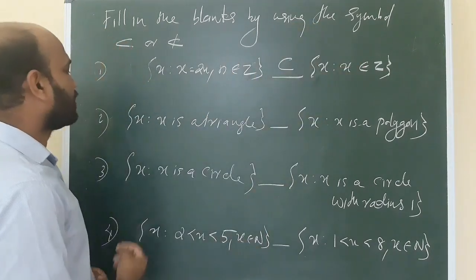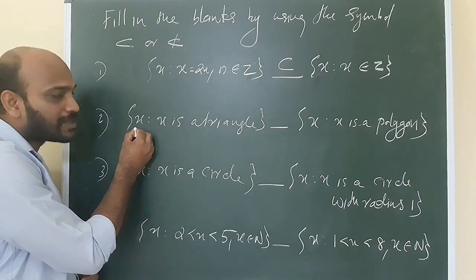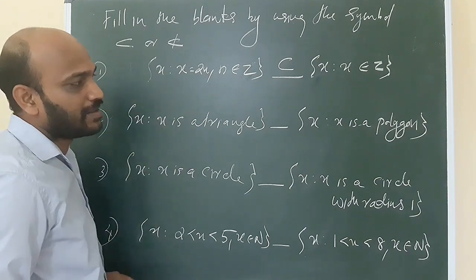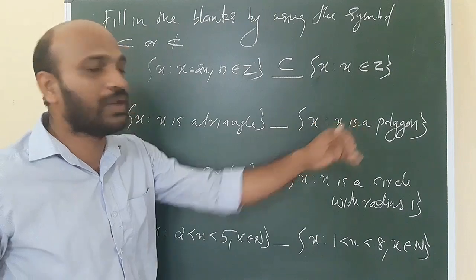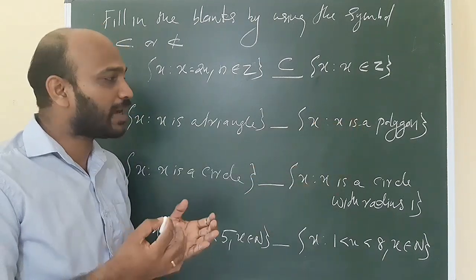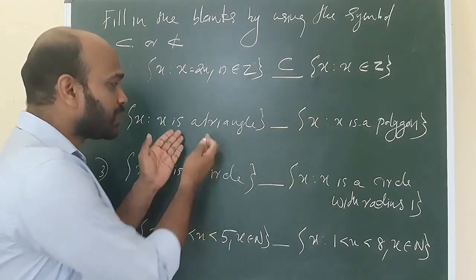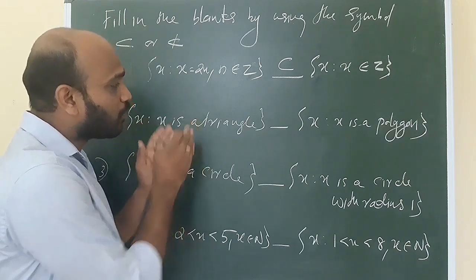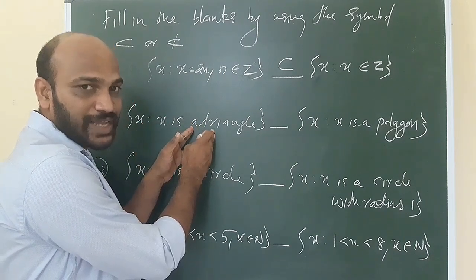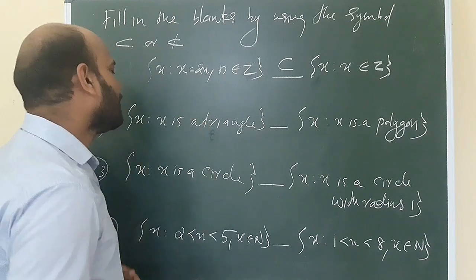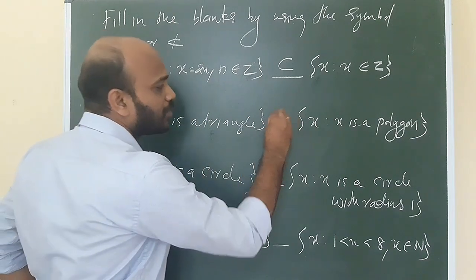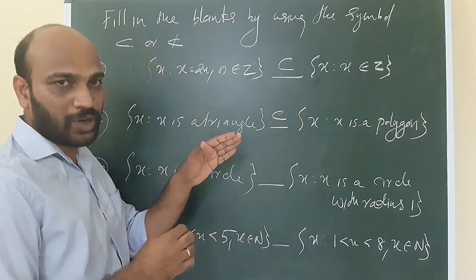Okay. Now second one: the set of all x such that x is a triangle, and the set of all x such that x is a polygon. Polygon means all kinds of closed figures. This one is a particular figure, that means a polygon with 3 sides. Okay. So clearly the set of all triangles is a subset of the set of all polygons.